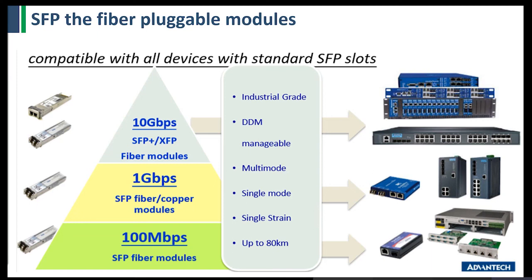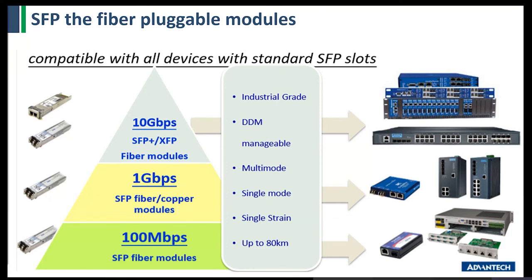Advantech's small form factor pluggable transceiver family is available in a variety of types such as copper SFP, fiber SFP, SFP Plus, and XFP. As we see in the picture, SFP Plus and XFP support higher speeds up to 10 gigabits per second. XFP offers a bigger footprint than the SFP Plus modules, so they are not interchangeable.